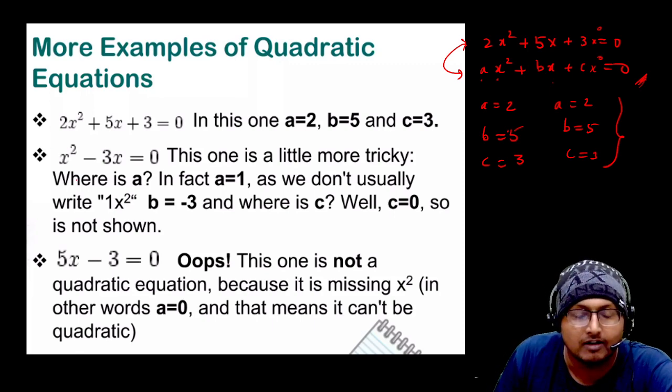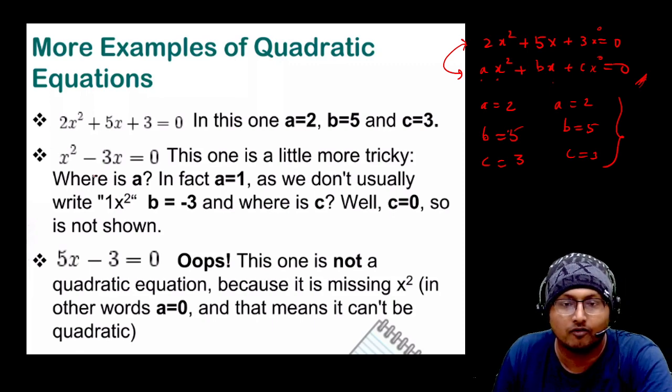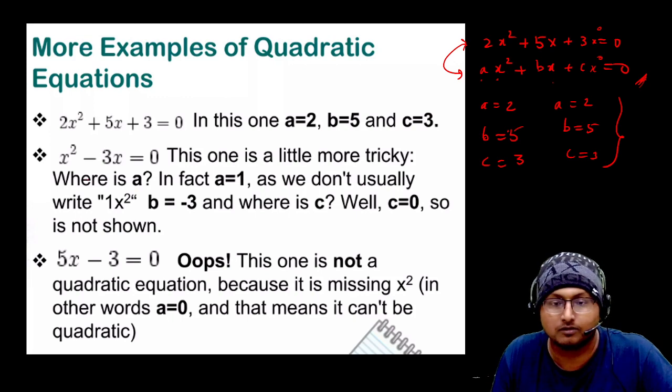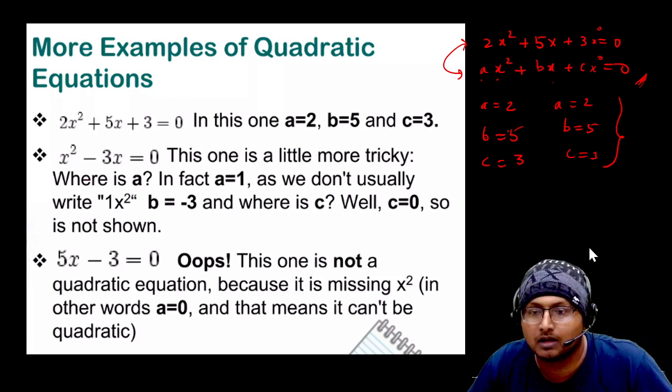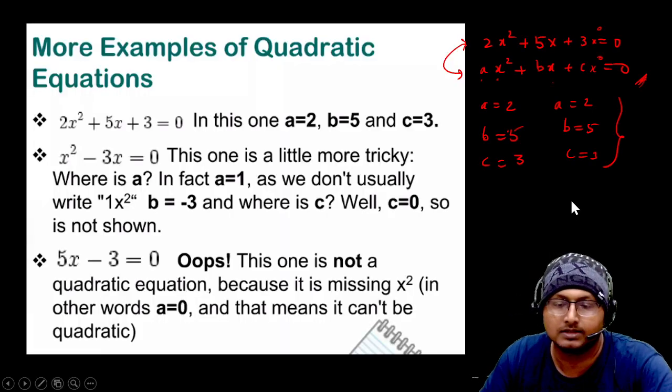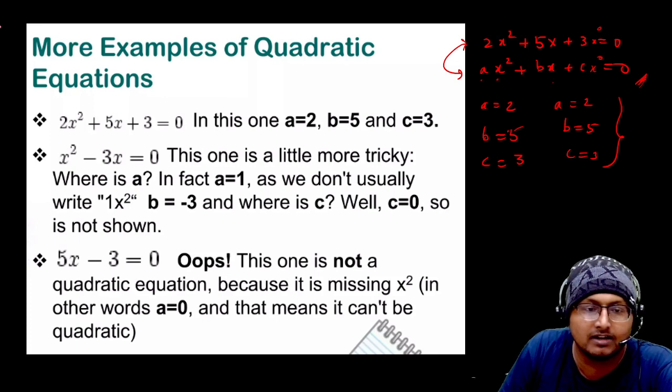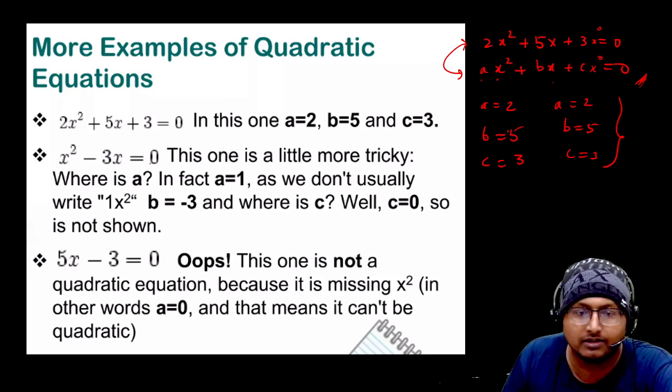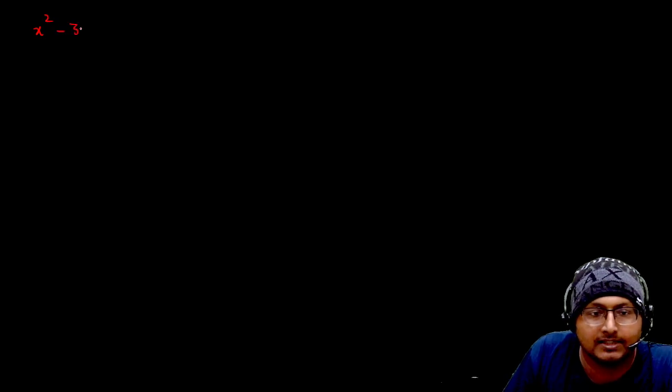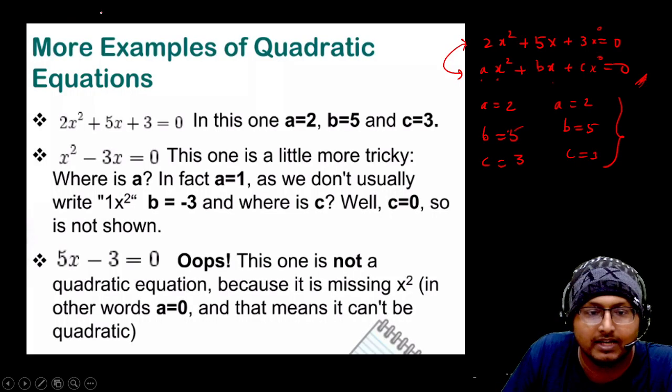See, another example is given. Okay, one minute, I will clear this all. See, what is the other equation given here? X square minus 3x equal to 0. It is there, right? So we will take this one: x square minus 3x equal to 0.